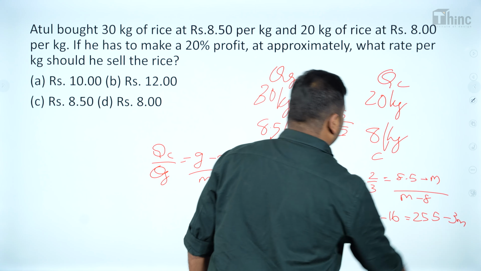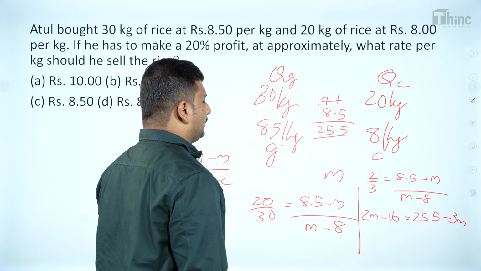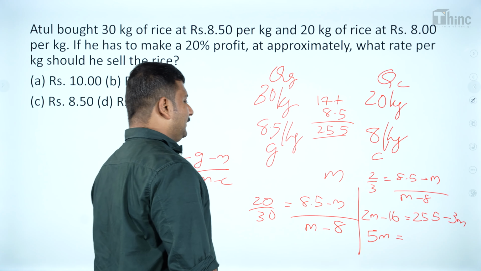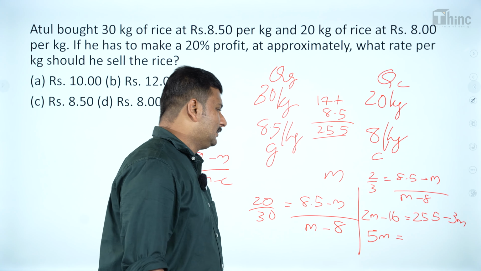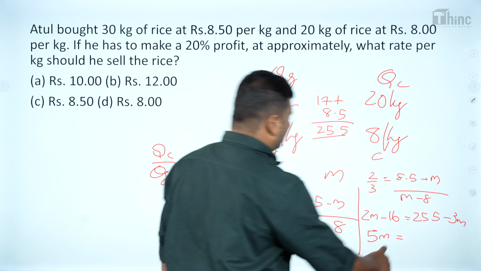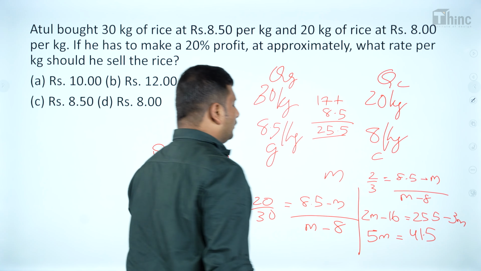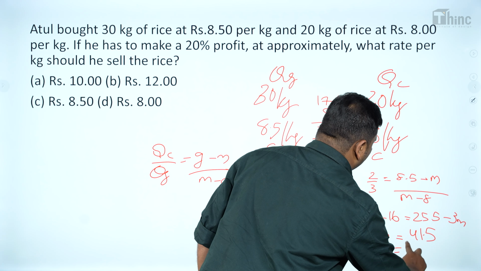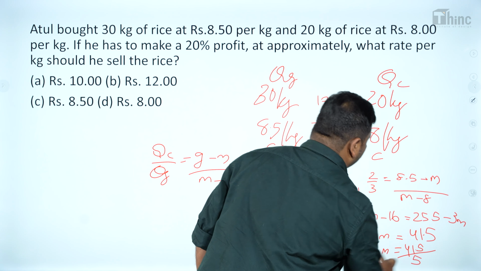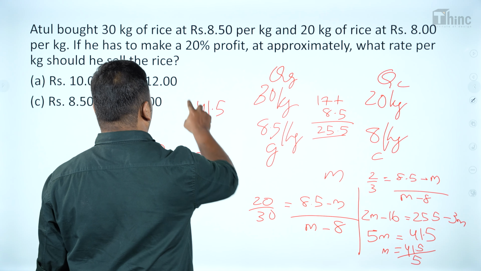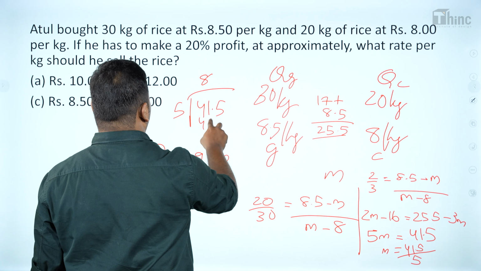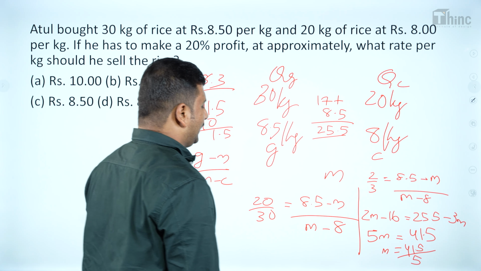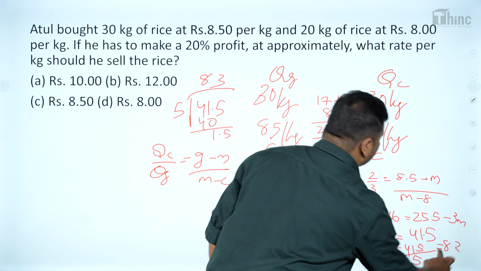minus 3M. Now we can keep all the M's to one side and numbers to one side. So what will we get? 2M plus 3M, 5M equals 25.5 plus 16. What is 25 plus 16? It's 41. So it's nothing but 41.5. So now what is going to be the M value? M value is 41.5 divided by 5. So what is 41.5 divided by 5? 5 into 8 is 40. Then we have 1.5. So 8.3, right? So the actual mixture price is nothing but 8.3.